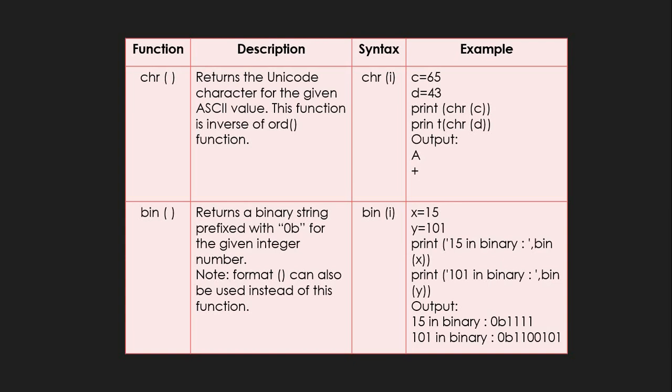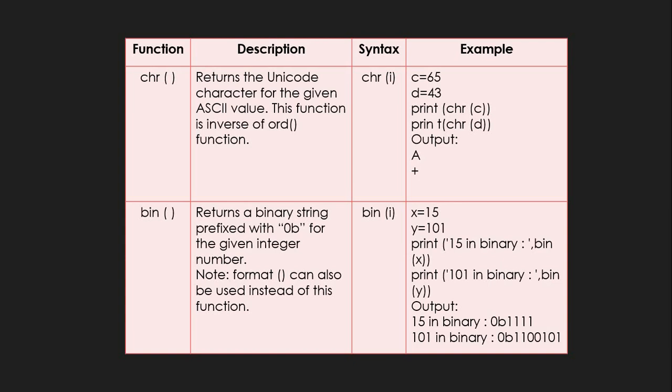So if C is equal to 65 and D is equal to 43, these are the ASCII values for certain characters. So when you give CHR within brackets C and CHR within brackets D, it gives the output as capital letter A and plus. That is, these are the Unicode characters for the ASCII values of 65 and 43 respectively. So the ORD function and CHR function are just the opposite of each other.